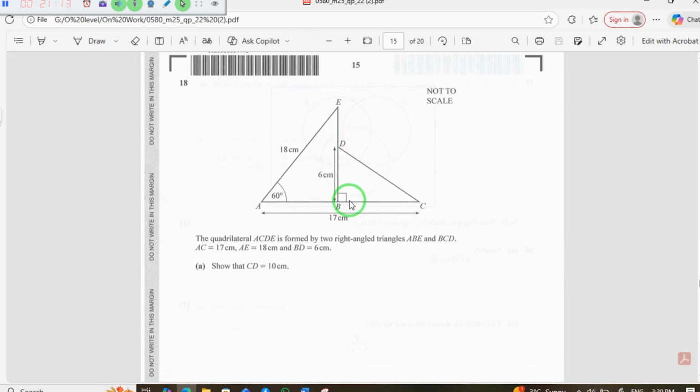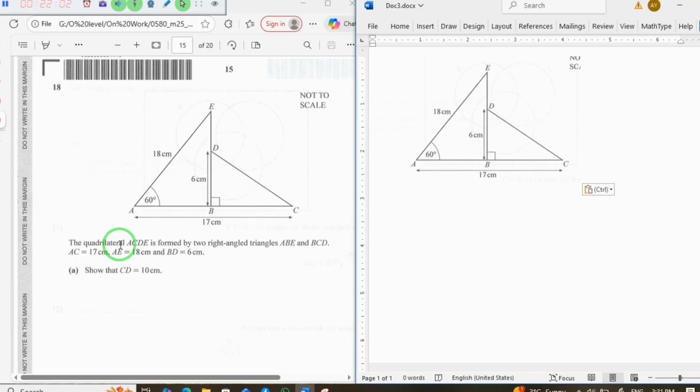Question number 18. We should calculate this one. Okay, how to simplify this one? The quadrilateral ACDE is formed by two right angle triangles, ABE and BCD. AC is 17 centimeters, AE is 18 centimeters, and BD is 6 centimeters. Show that CD is 10 centimeters. Part A. First, we should calculate that CD. This one is actually 10 centimeters. We should prove it.